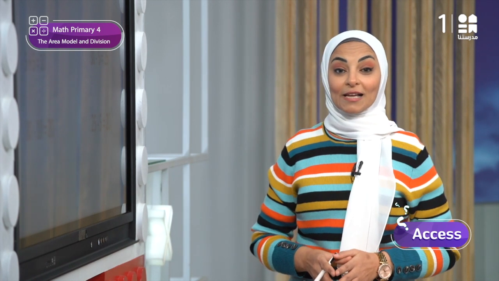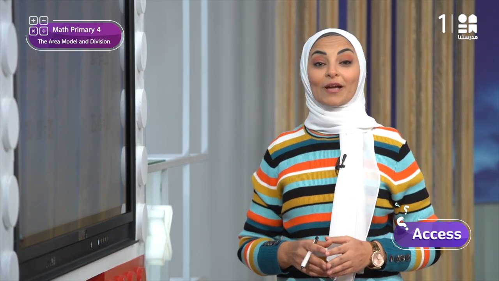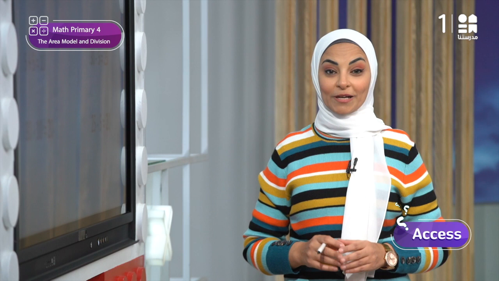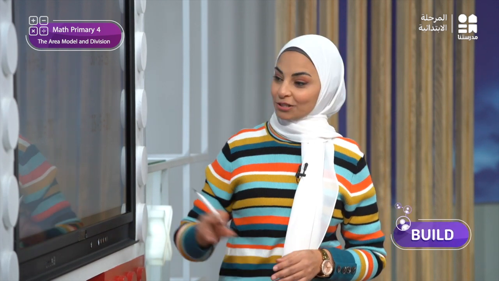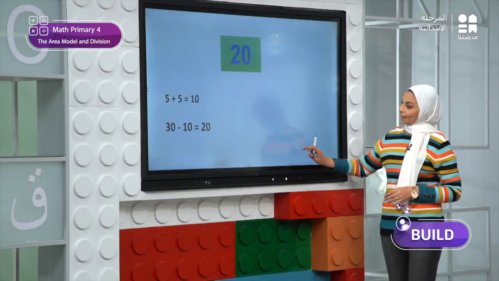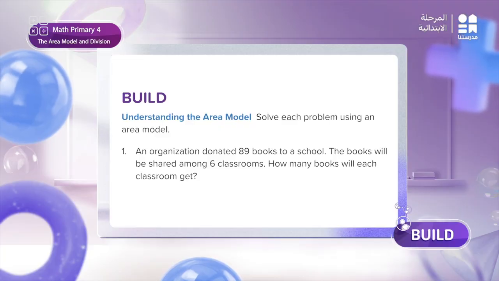Now you can play this game with your friends in the class and think of how many numbers you can create using the mathematical operations. And after refreshing our minds together, let's head to the build part and learn about the area model and the division strategy. Let's see it all together. Here, as you see, this is the build part. Now, let's start together to do problem number 1. Let's do it on the board.